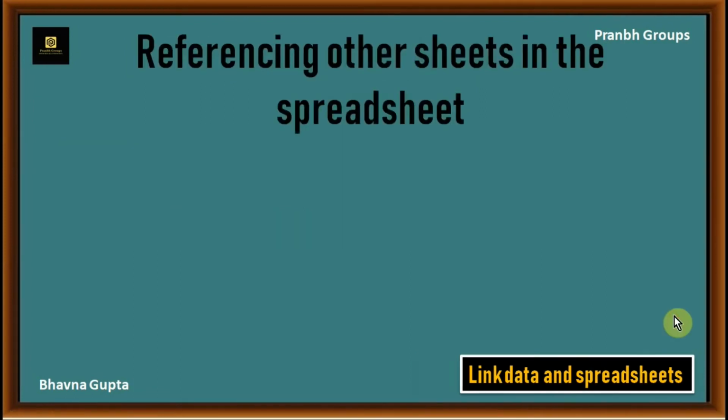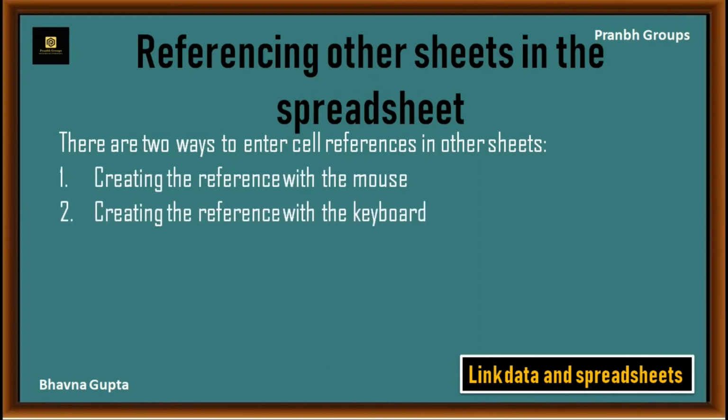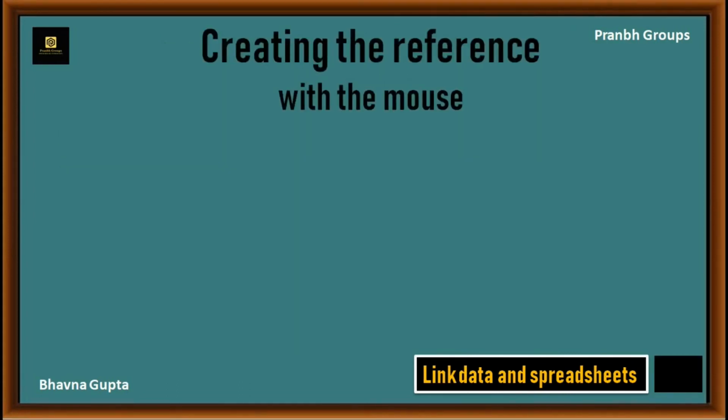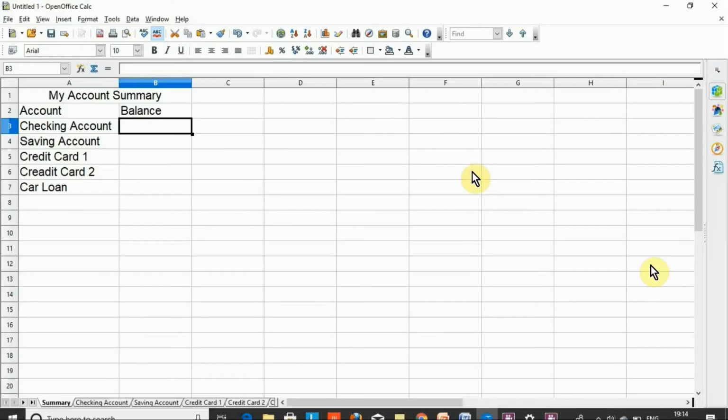And the next topic is referencing other sheets in a spreadsheet. There are two ways to enter a cell reference in another sheet. First is creating the reference with the mouse, and second is creating the reference with the keyboard. Let's discuss the first one, creating the reference with the mouse. Let's do the practical and see how to create a reference with the mouse.